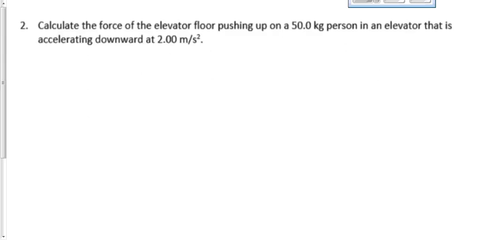Let's take a look at number 2 here now, everyone. It says calculate the force of the elevator floor pushing up on a 50 kilogram person in an elevator that's accelerating downward at a rate of 2.00 meters per second squared. We could also ask you the same question, but phrase it a little bit differently, ask you for the normal force, or we could ask you for the apparent weight of this 50 kilogram person. They'd all be the same question, right? Solving for the force of the elevator floor.